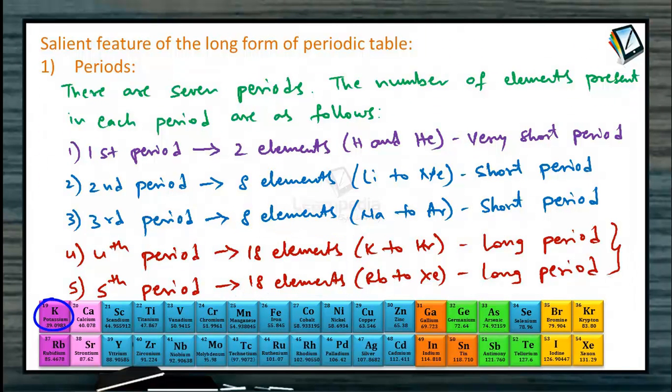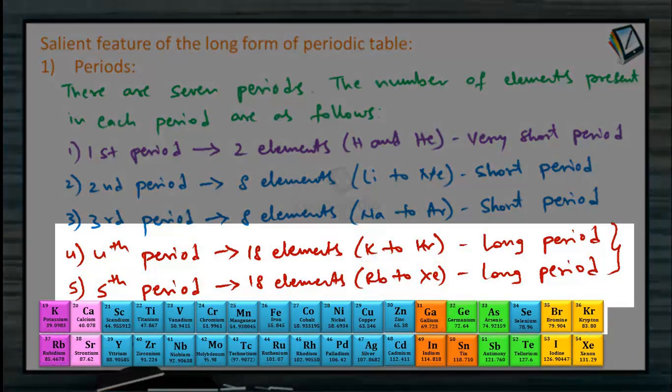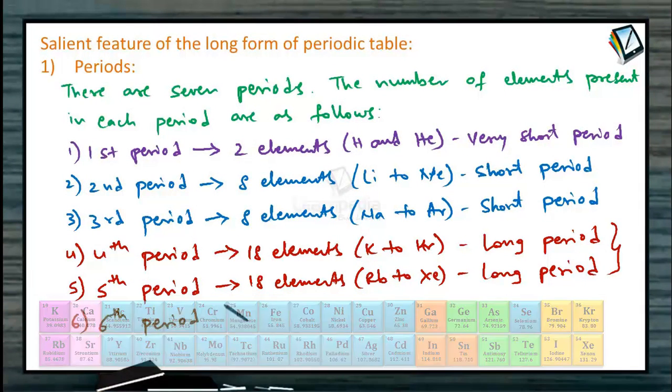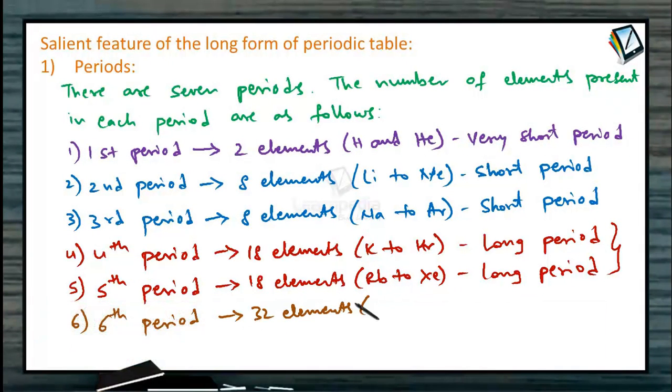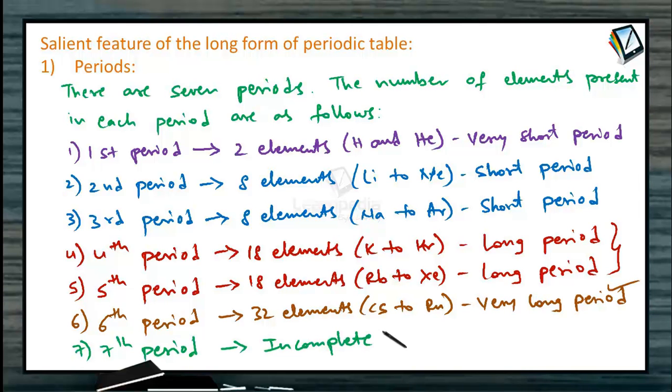And the fourth period starts with potassium and ends with krypton. The fifth period starts with rubidium and ends with xenon. And these two are called the long periods. And the sixth period contains 32 elements, starting from cesium and ending with radon. And this is the longest period in the entire periodic table. So we call it a very long period or the longest period. And the seventh period is incomplete as some more elements are yet to be discovered to accommodate in the seventh period.